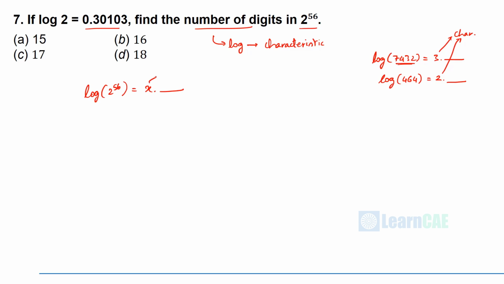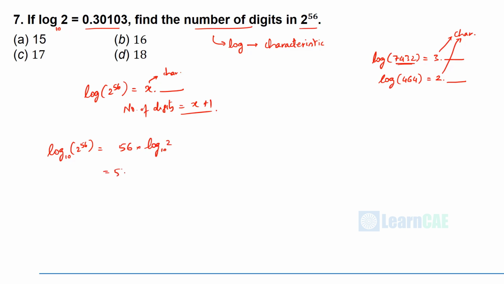So this x will be the characteristic and the number of digits will be x plus 1. Now let us find out what is log 2 power 56. Here the logarithm is always with respect to base 10. Therefore, we shall solve log base 10 of 2 power 56. This can be written as 56 into log 2 to the base 10.